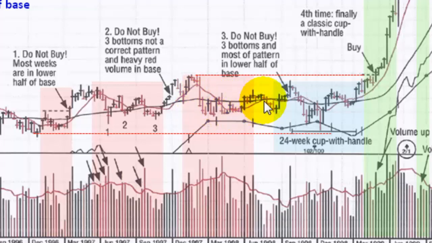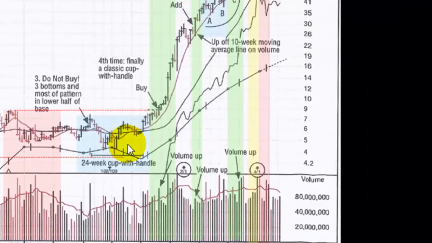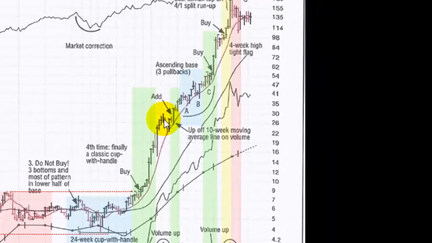Not a good sign. Continues to consolidate and go sideways until finally it forms this 24-week cup with handle that is a proper base. It has some strong up volume throughout the base, and as the right side of the base forms, you're seeing more positive volume than negative volume. So it breaks out, and you'd buy your core position here. Makes this lovely run up. Look at that, really nice.